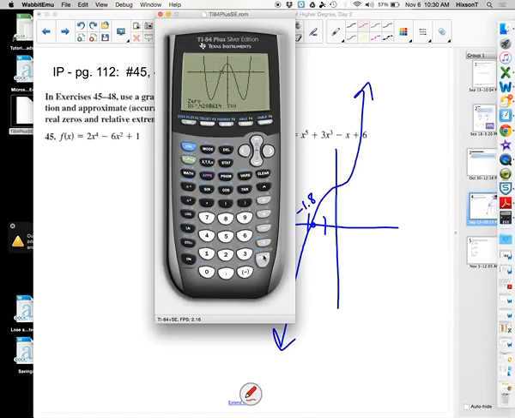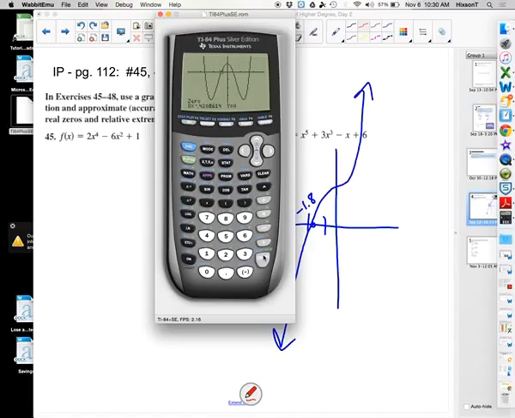Wait, Mr. Nixon, if you have an Nspire, can you just do the trace and it just tells you the zero? Okay, so the Nspire will automatically snap to a zero. You just trace it and then it will stop at a zero. Okay. Yeah. Good.